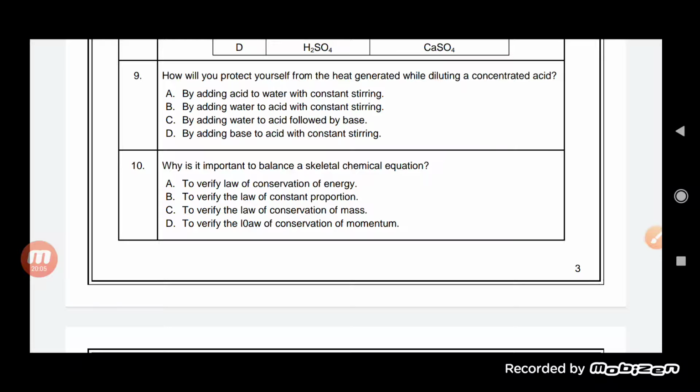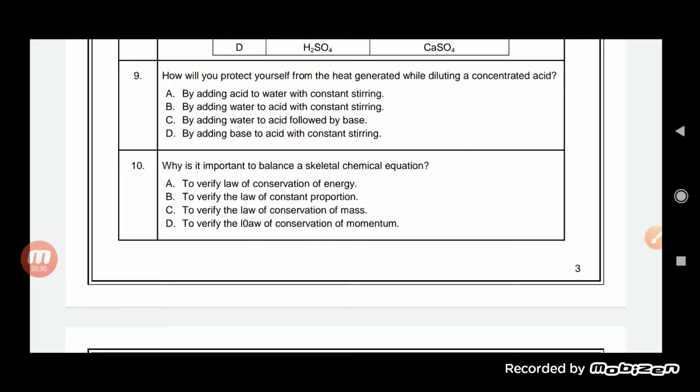Yes, diluting a concentrated acid is what? That will involve a release of a huge amount of heat. It is an exothermic reaction. And sometimes, due to this exothermic reaction, the acid will splash. So it's quite important that we must be very careful while diluting the concentrated acid.